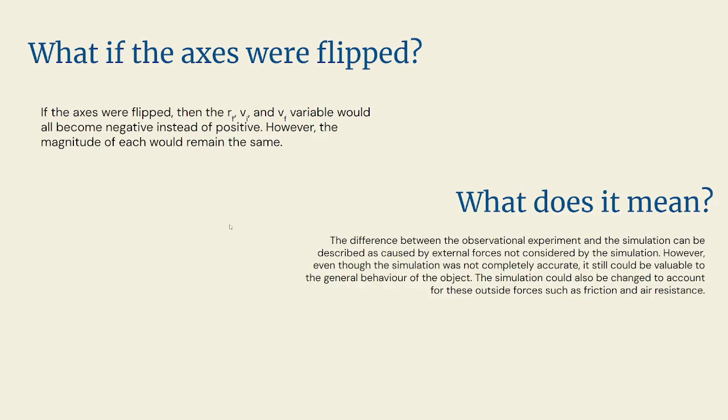Now what if the axes were flipped? If the axes were flipped, then the rf, vi, and vf variables would all become negative instead of positive. However, the magnitude of each would remain the same. What does this difference mean?